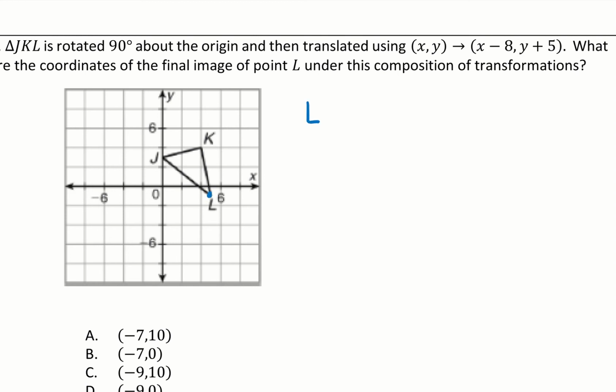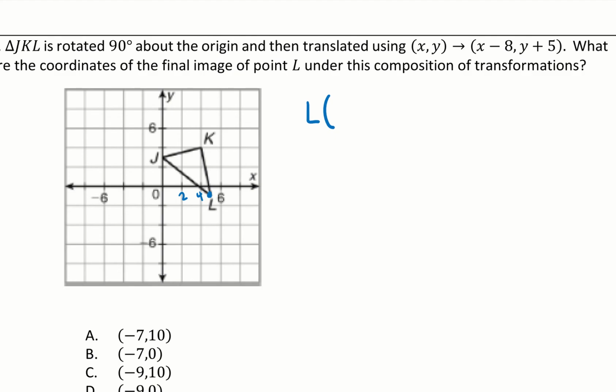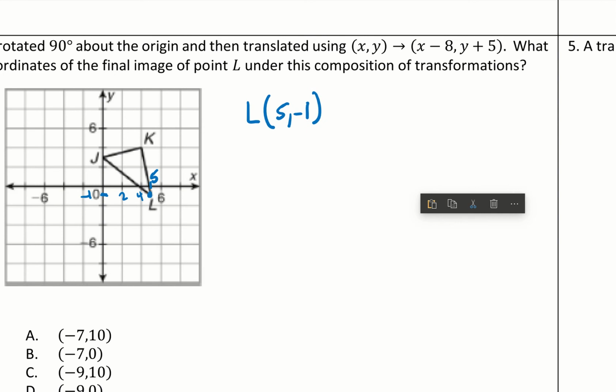Well, the coordinates of L are, you got to be careful here. These are going by 2s, 2, 4, and then 6. And so that means that this has to be an x value of 5, and this has to be a y value of -1. All right, so the coordinates here are 5, -1. So they're trying to trick you there. Just be careful with the scale. So that's L.